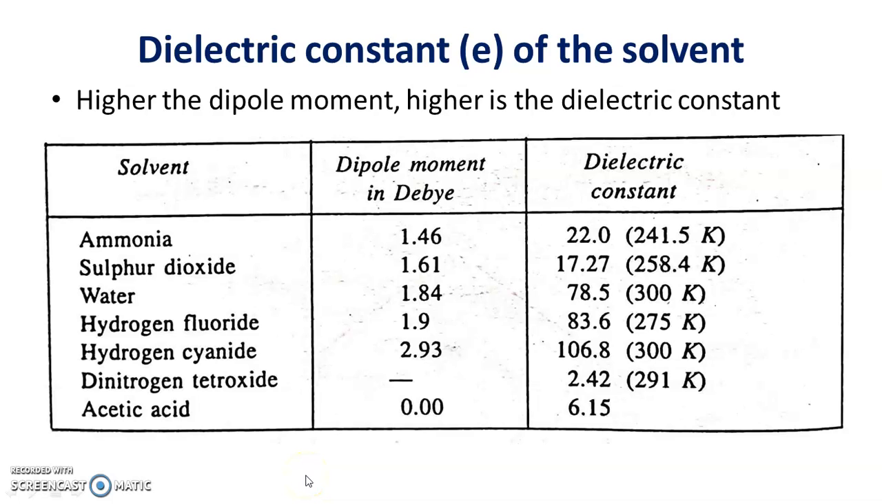In the last video, we discussed some of the physical properties of solvents like melting and boiling point, heat of fusion and vaporization, as well as dipole moment. Now in this video, we are going to discuss some other physical properties of solvents like dielectric constant and viscosity.